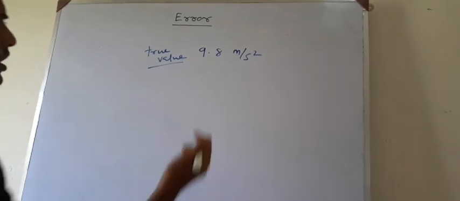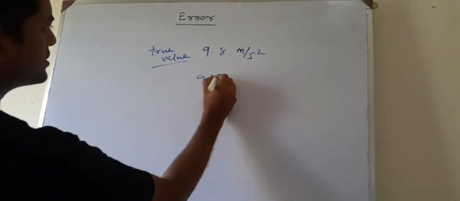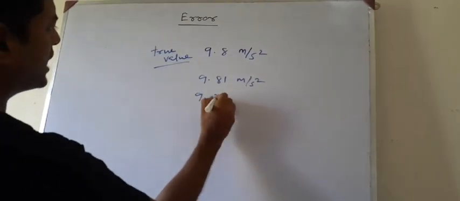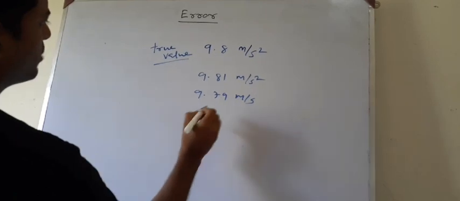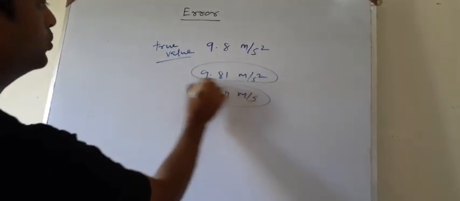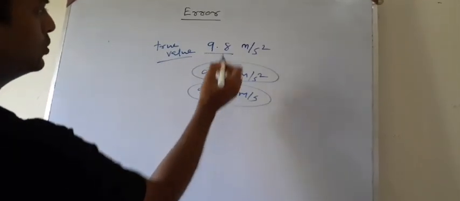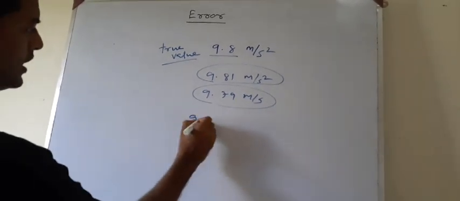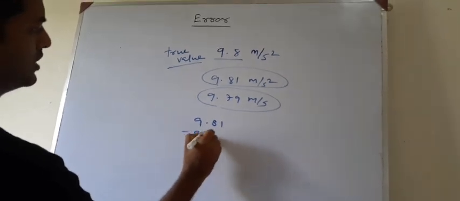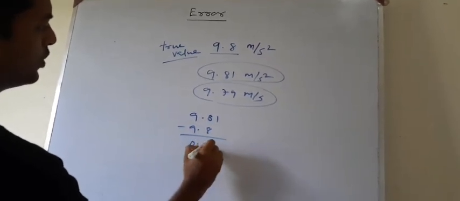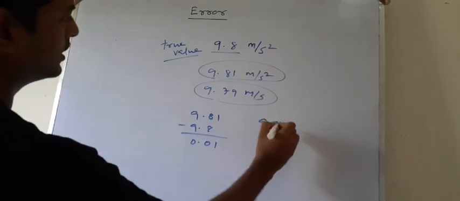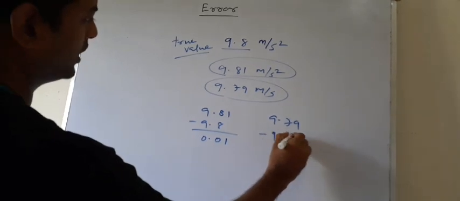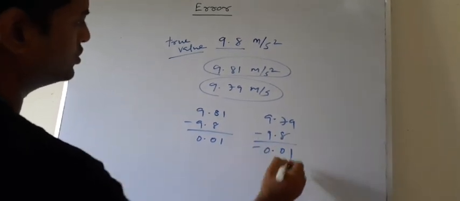Suppose some student is measuring its value as 9.81 meter per second square and some other students are measuring its value as 9.79 meter per second square. So these are two experimental values. Now this experimental value differs from the true value by 0.01, like 9.81 minus 9.8. This will be 0.01. Now 9.79 minus 9.8 will be minus 0.01.